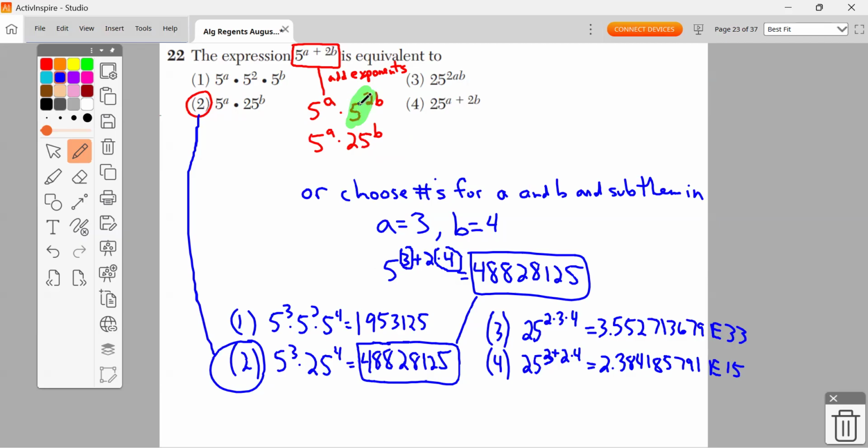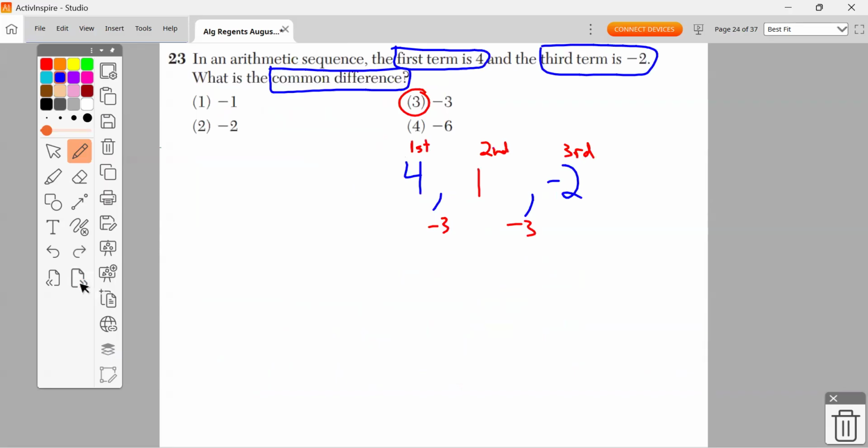All right, what they really wanted you to do was split it to be 5 to the a power times 5 to the 2b, and then figure out that 5 squared is really 25. That's really what they wanted you to do, but I would just use that cheater way, sub in values for a and b. That one was a hard one.